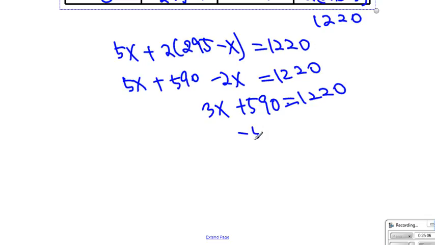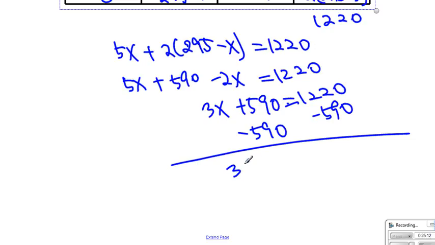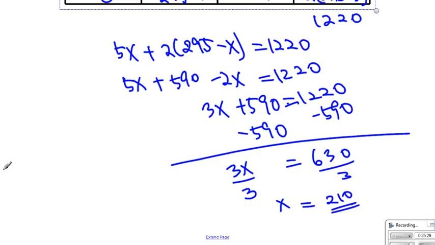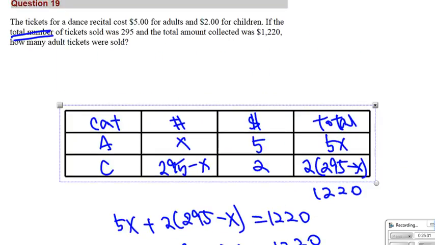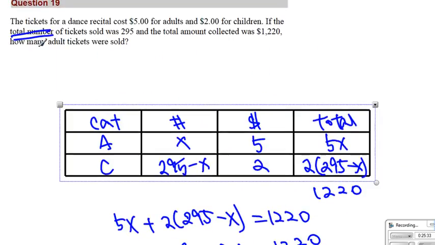So as we subtract 590, we have 3x must be equal to 630. Then of course we have to divide by 3. So we have the x by itself. Then we end up getting 210. X seems to be 210. And that is our question. All those tickets.